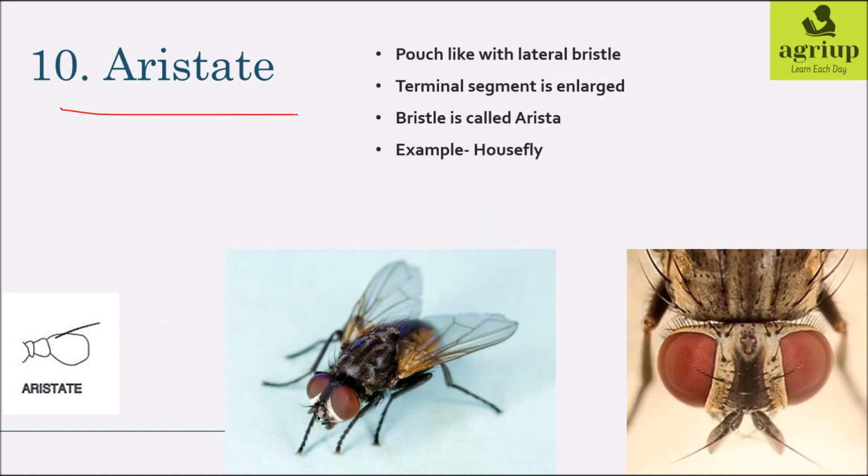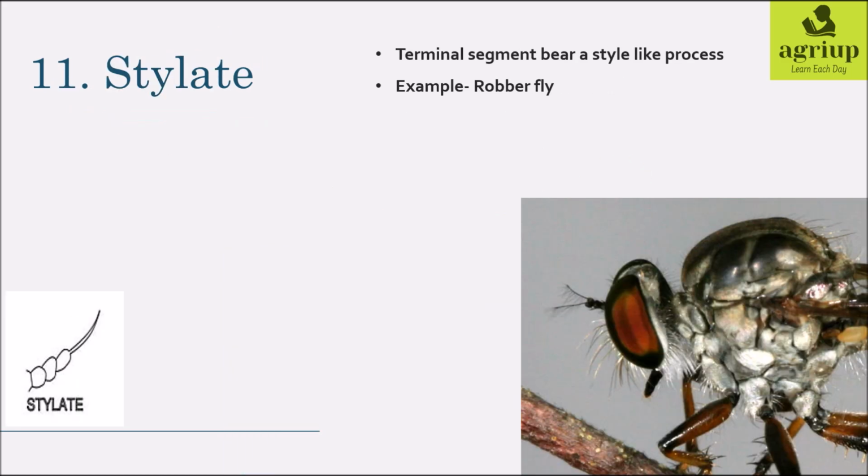Then we have aristate, which is pouch-like with the lateral bristles. Side bristles, so it's like a pouch-like structure. The terminal segment is enlarged, and the bristle is called the arista. This much is the arista. And the example of this is the housefly. A normal common housefly comes in the aristate.